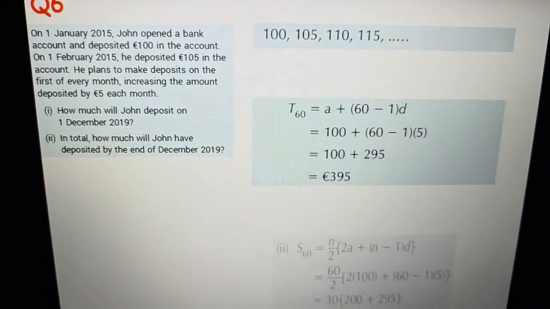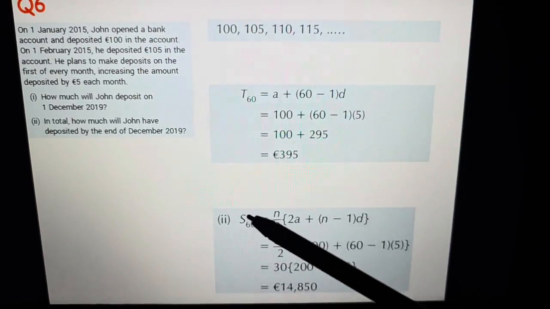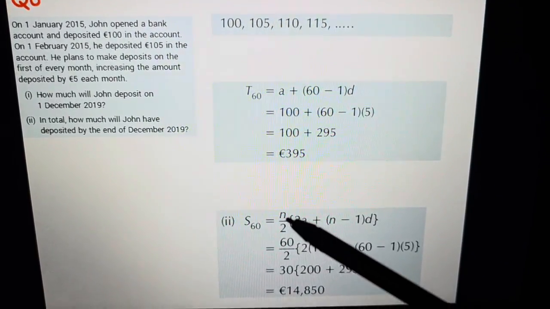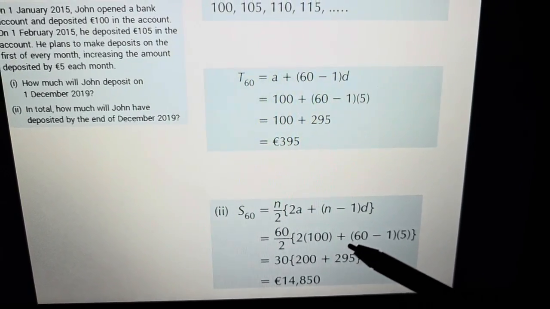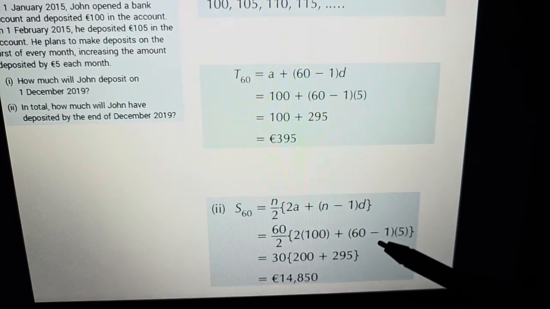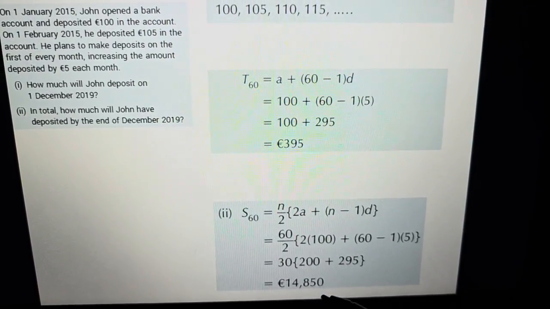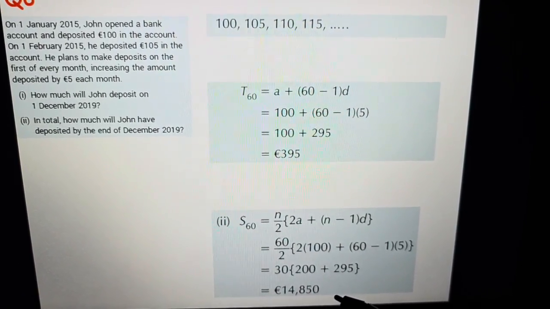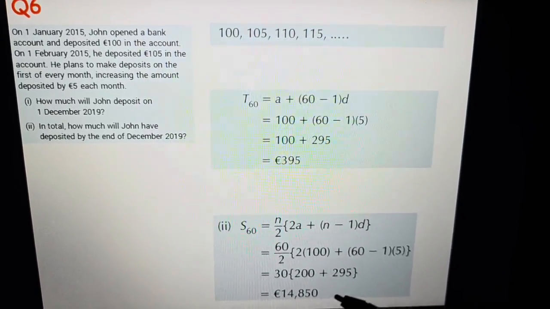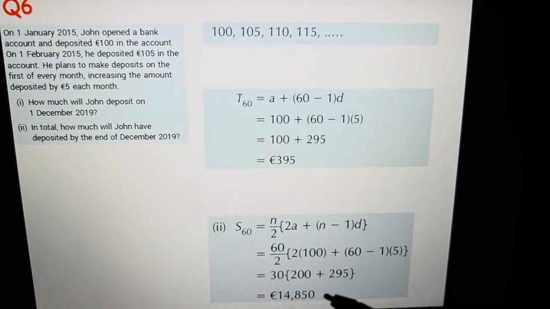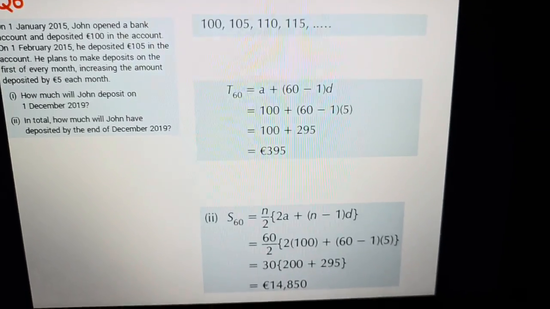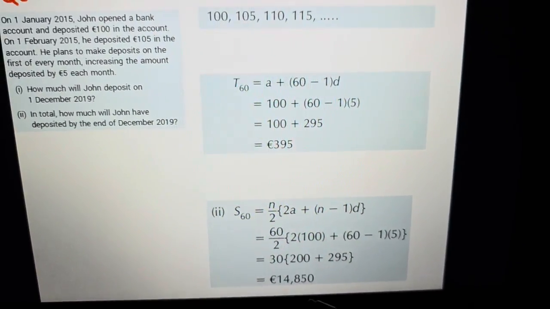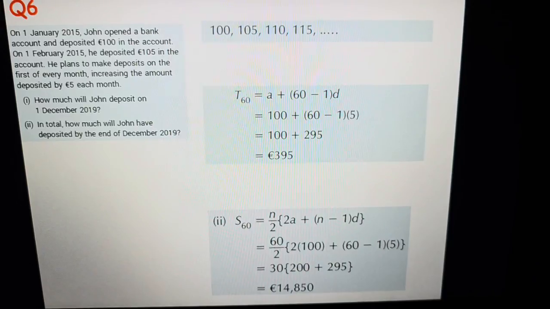So you put down your S of n formula, and I'm looking for the sum of those 60 terms. So 60 divided by 2 times A, which is 100, plus n minus 1, so 60 minus 1 times 5. And you get out €14,850. So that is the total that John will have deposited in his bank account from the 1st of January 2015 until the end of December 2019. That's how much he will have deposited. Okay, there's no mention of any interest being earned or anything like that.